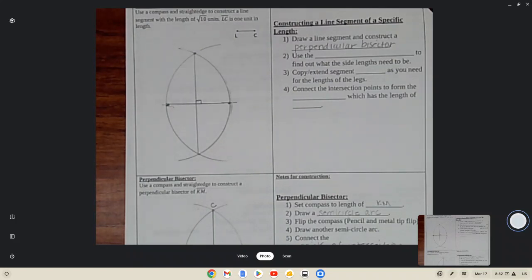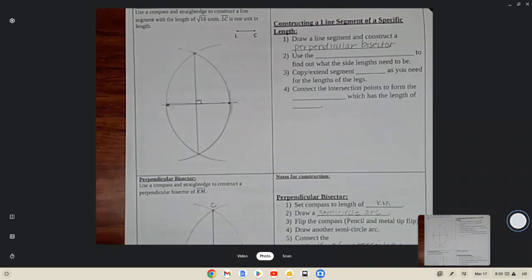Everyone has their perpendicular bisector? No. Just got to get through this last one, and then you can have time for your quiz. That's right. Don't forget about that.